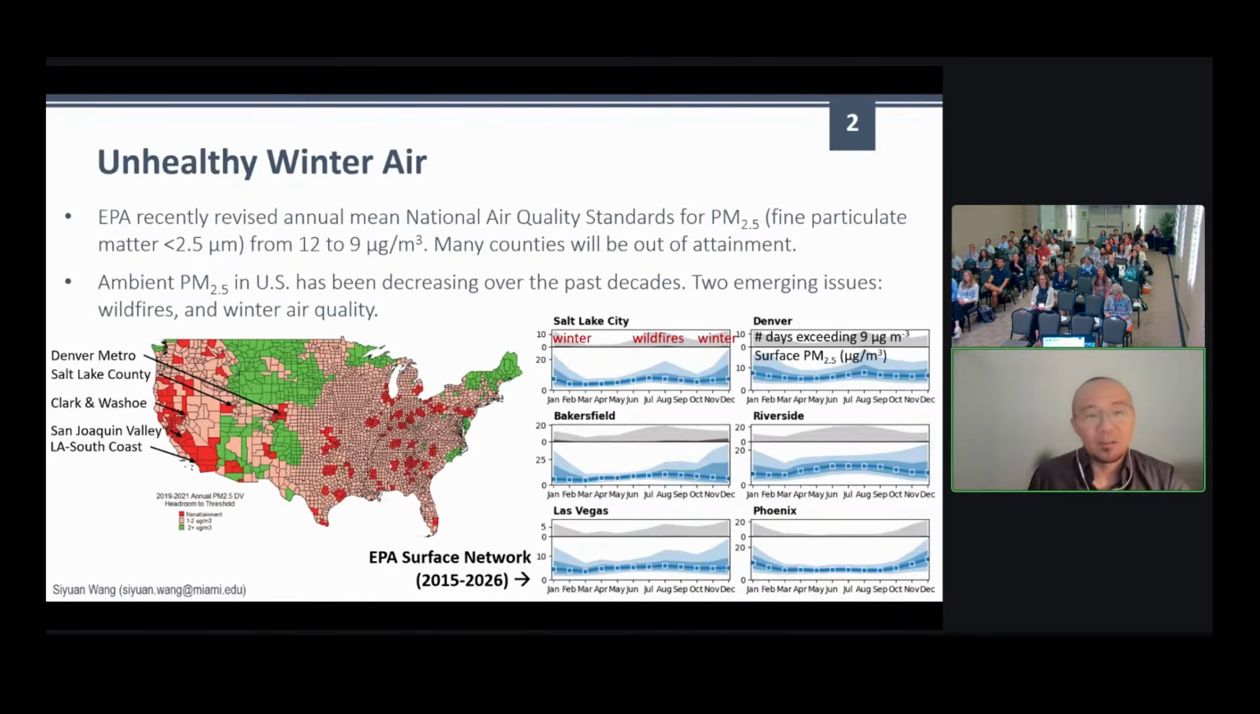All right, a little bit of background. Thanks to the Clean Air Act, the air quality in the United States has been gradually improving, generally speaking, in the past decades.